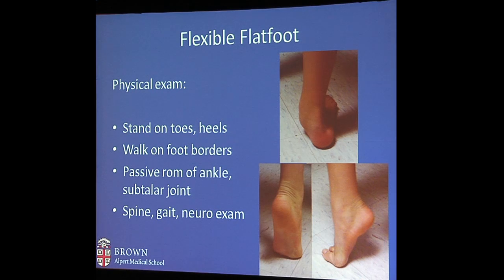Now the kid stands on their toes and the arch reconstitutes nicely. When the posterior tibial tendon fires, it pulls the arch up. When it's standing at rest, it doesn't. So you have these kids stand on their toes. You have them walk on the lateral border of the foot. We'll talk about tarsal coalitions. They can't walk on the outside of their foot with a tarsal coalition, and that's the cause of a rigid flat foot. We check the range of motion of the joints to make sure it's full, and we do a quick spine, gait, neuro exam to make sure this is not part of a bigger picture.